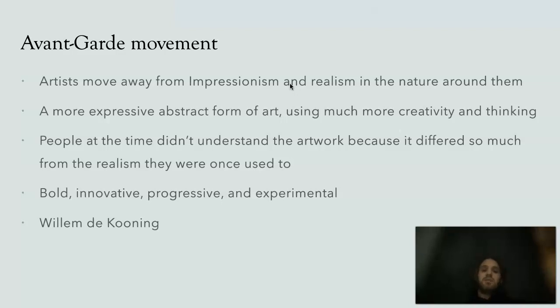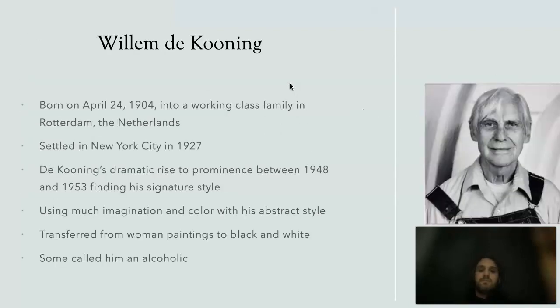It was bold, innovative, progressive, and experimental, and one of the most famous abstract artists of America was William de Kooning. William de Kooning was born April 24th in 1904 into a working-class family in Rotterdam, Netherlands. He then traveled across seas to New York City in 1927.